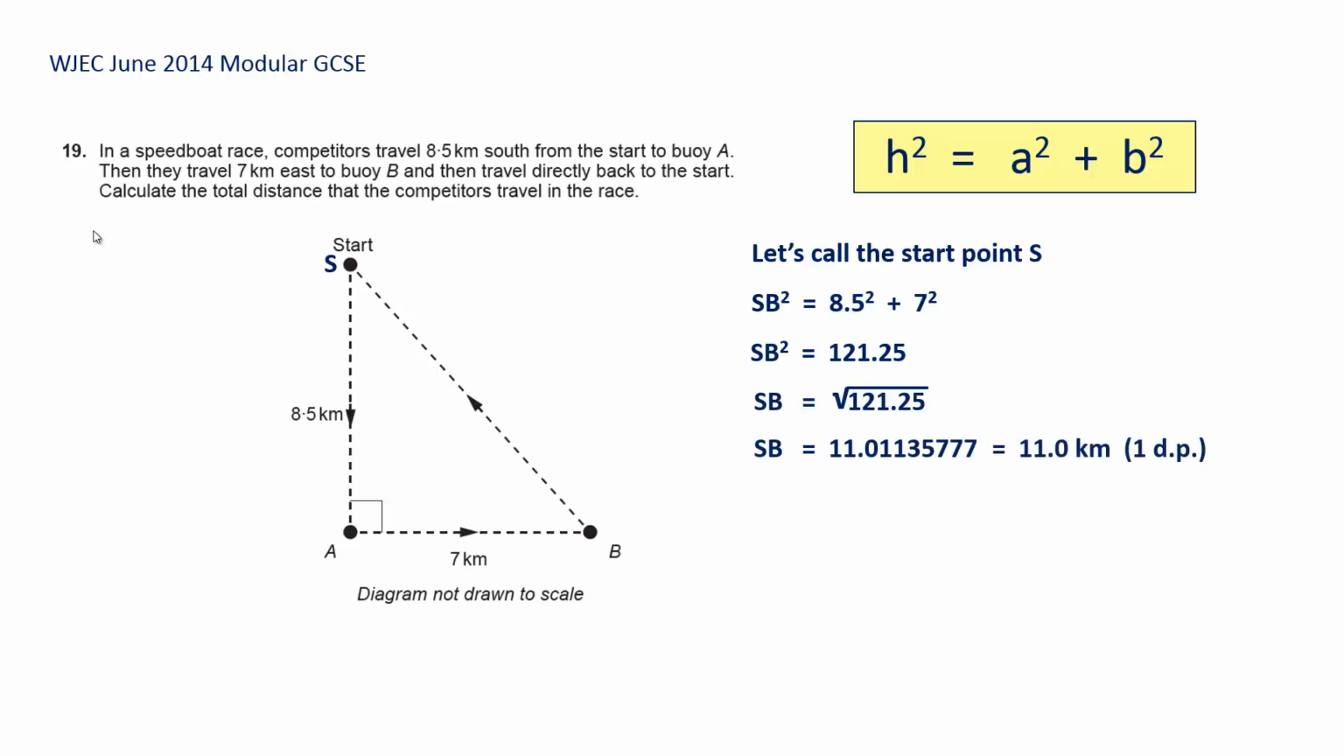That's 11.0 kilometers to 1 decimal place. And remember, the question was find the total distance. So the total distance is 8.5 plus 7 plus 11, which is 26.5 kilometers. So it's just kind of hidden a bit. There's not a nice little triangle drawn and they say work out this. They try and confuse us with a little story, but we're not going to fall for that, are we?